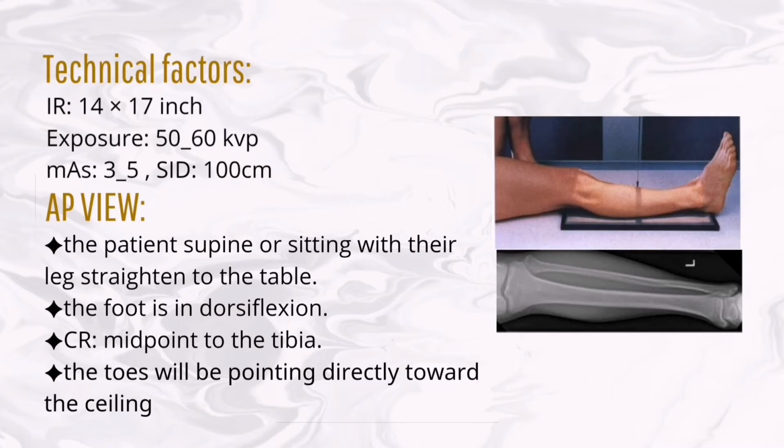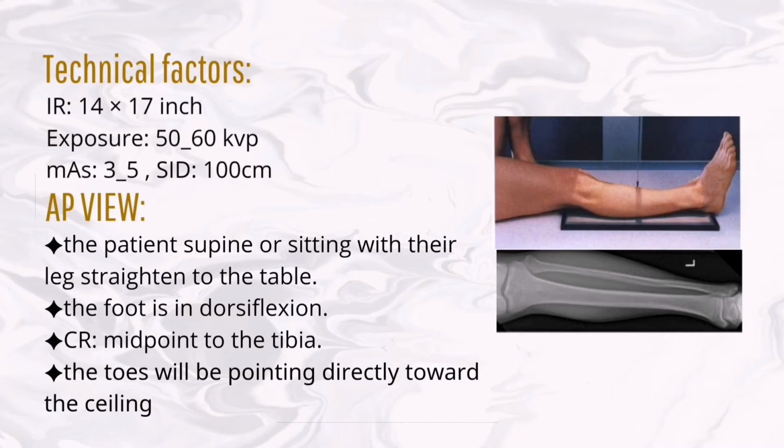The patient position for the AP view. First, the patient may be supine or sitting upright with their legs stretching on the table. Then the foot is in dorsiflexion, so the toes will be pointing directly toward the ceiling.